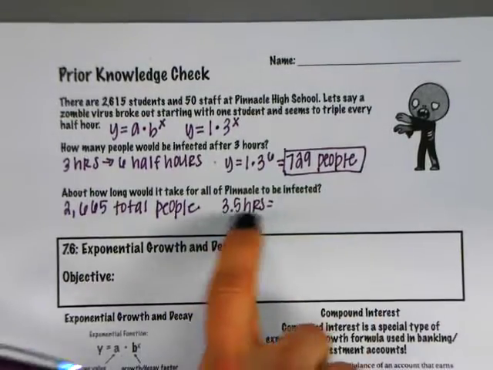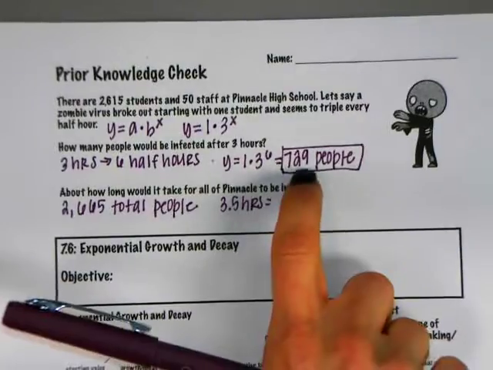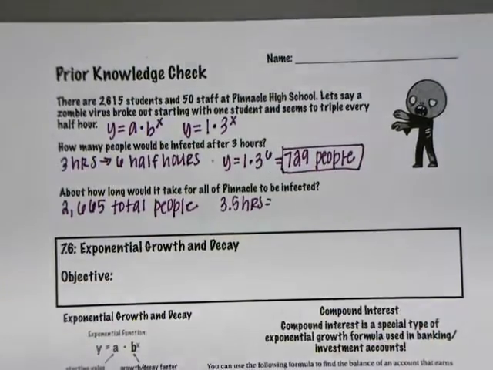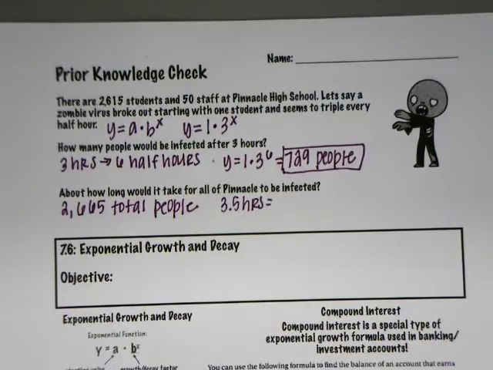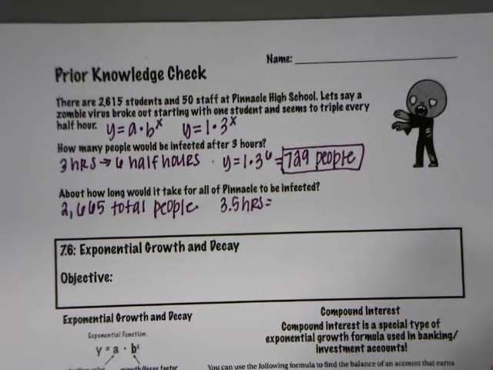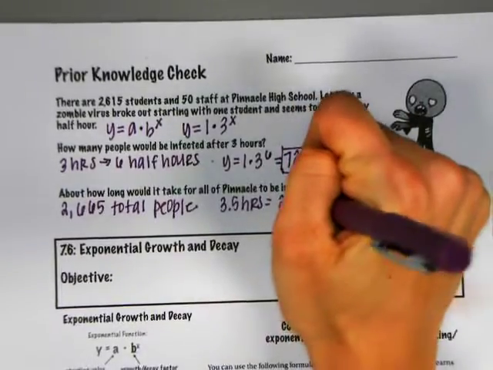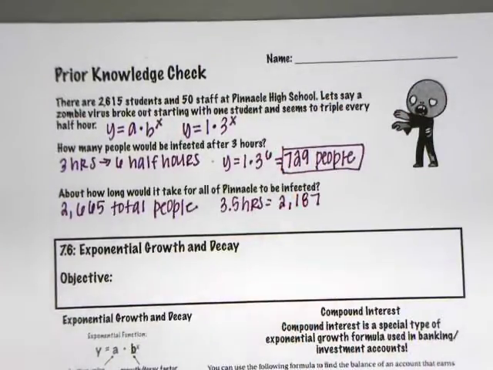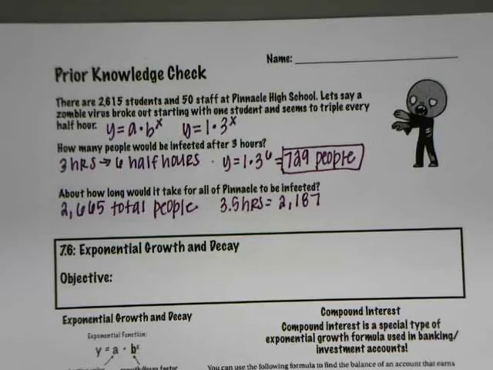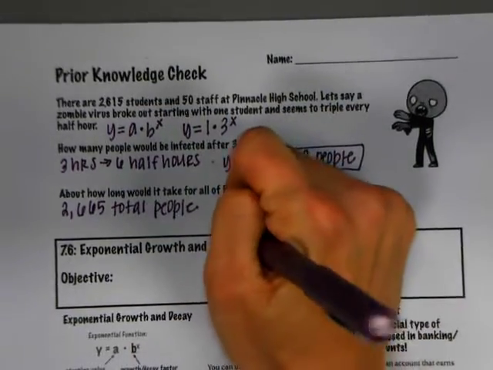No, so if we did 3.5 hours, multiply that 729 by another 3 to figure out after another half hour goes by how many people. Oh, I see what you're saying. Yeah. Okay, 2,187 people. Is that going to be everybody yet? No. Okay, so then multiply by another 3. Let's figure out after 4 hours.